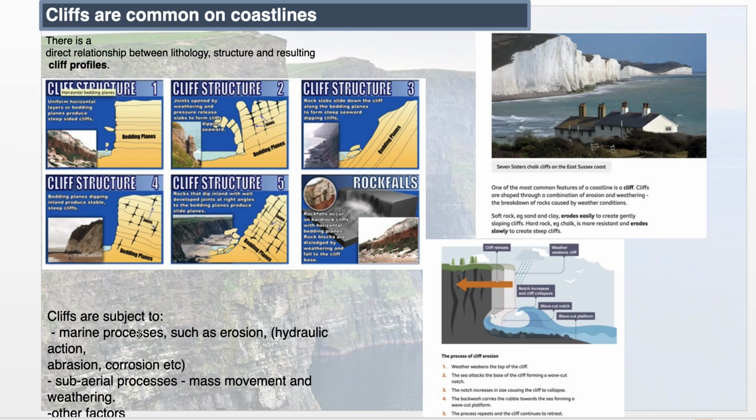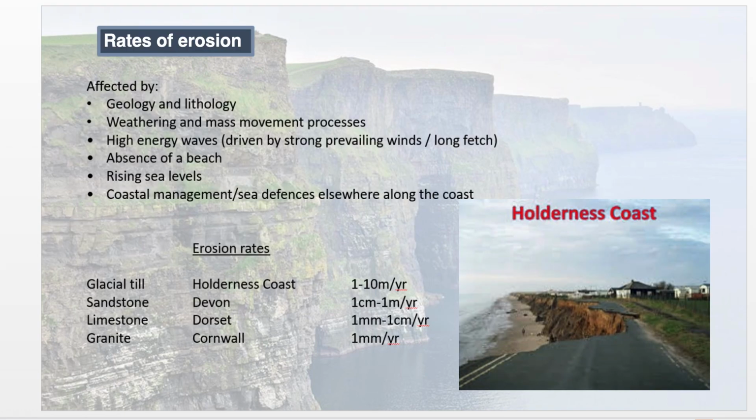So just to remind you that cliffs are subject to marine processes from the base of the cliff, but they're also subject to subaerial processes, which we'll come on to in a later lesson, which basically means mass movement and weathering, which are processes from the top of the cliff. So we have these two factors that affect cliff profiles, which are also directly linked to the lithology and the structure of the rock. So all these factors combined basically influence the rates of erosion at a cliff.